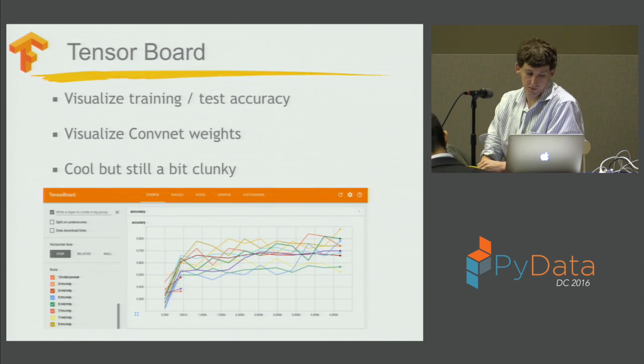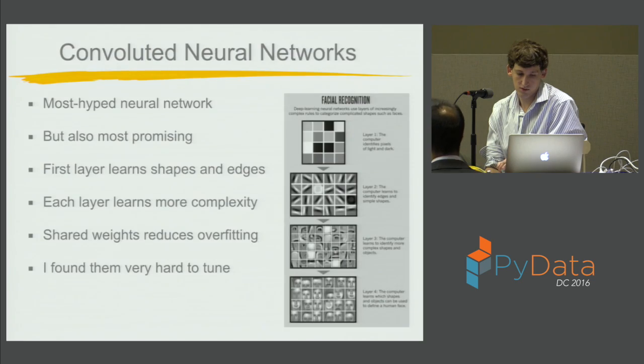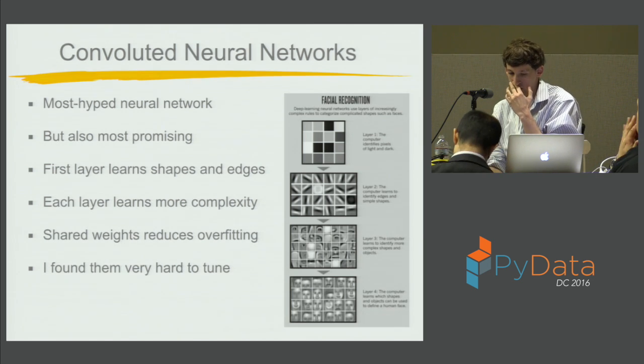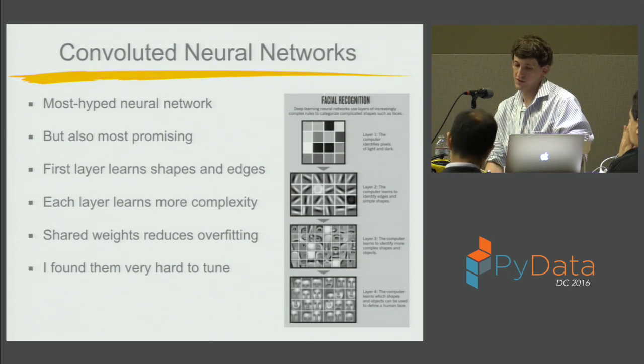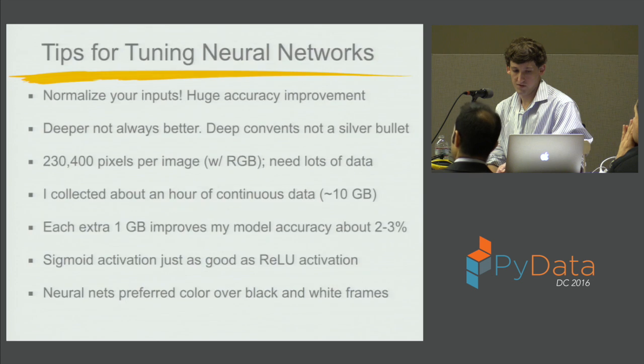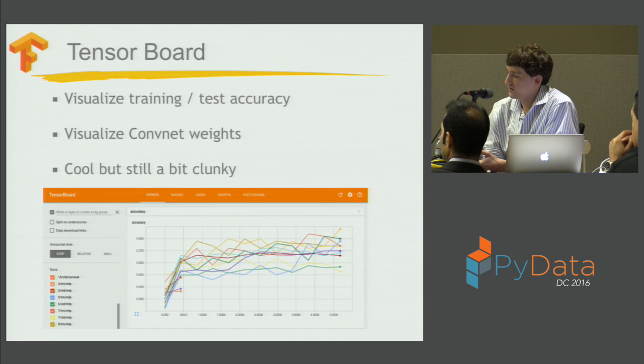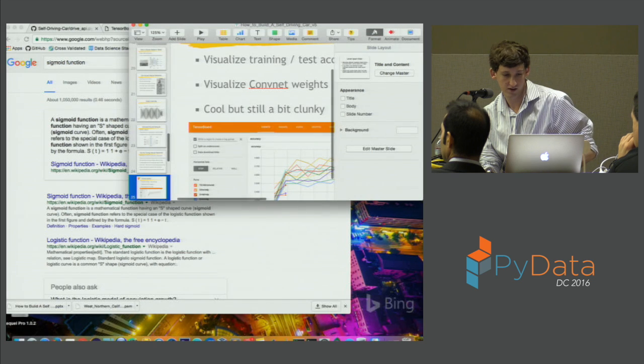Okay, so TensorBoard. If you use TensorFlow and you want to visualize your neural networks, TensorBoard is the way to go. You can use it for visualizing your accuracy. And if you work with convoluted neural networks, you can see what the weights look like. If your convoluted neural network is performing optimally, you'll see these shapes that make sense, and you can use TensorBoard to do that. TensorBoard is pretty cool, but it's a little bit clunky. So I won't really cover why it's clunky, but it looks cool, and I'll show you that in action.